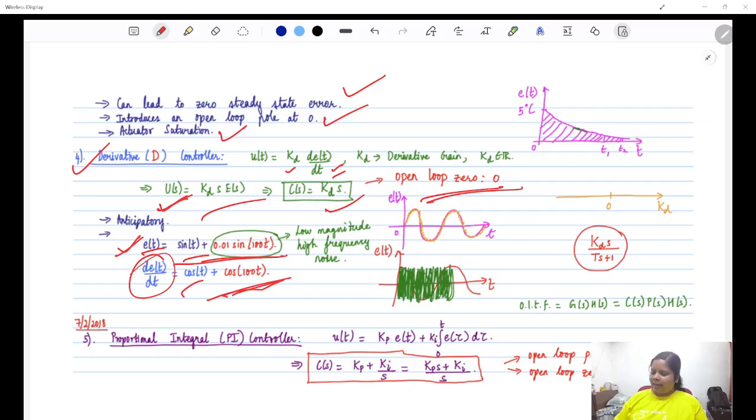So your error was actually of low magnitude, but differentiation introduces high frequency noise into the system, because your system had 0.01 sin 100t, which is now cos 100t. Okay, it is anticipatory in the sense that since you are taking the differentiation, it is always with respect to the next time instant. That's why it is also anticipatory.